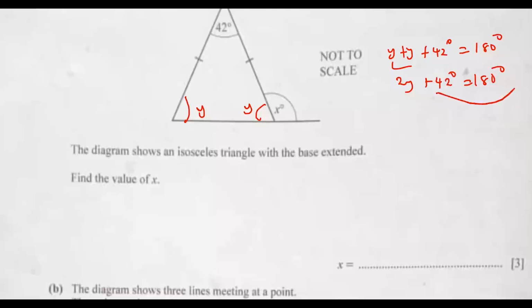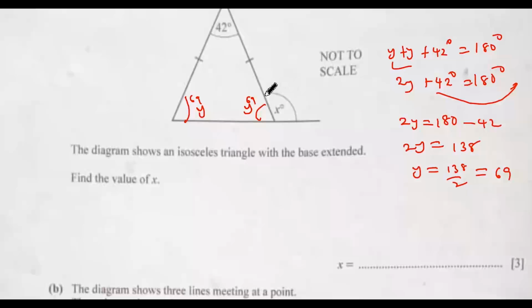So let's collect the exact terms. I have 2y equals 180 degrees minus 42 degrees. So 2y is equal to 138. If you divide both sides by 2, you have y equals 138 over 2, and the value of y will be equal to 69. So the value of y here is 69. So this angle is 69, and this angle is also 69.